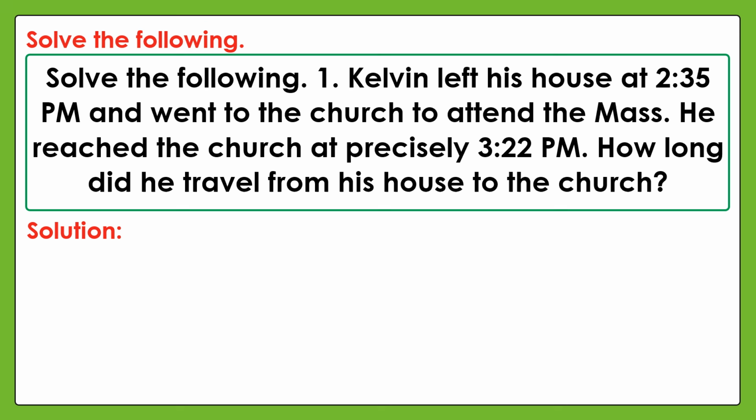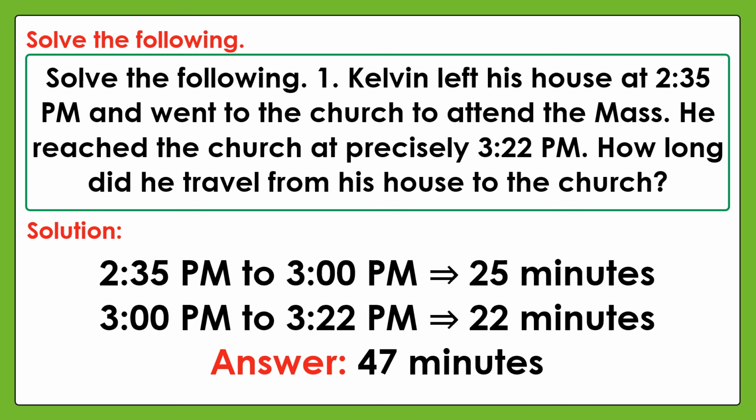Here's the solution. 2:35 p.m. to 3 o'clock p.m. that is 25 minutes. From 3 o'clock p.m. to 3:22 p.m. that is 22 minutes. So the answer is 25 minutes plus 22 minutes is equal to 47 minutes.